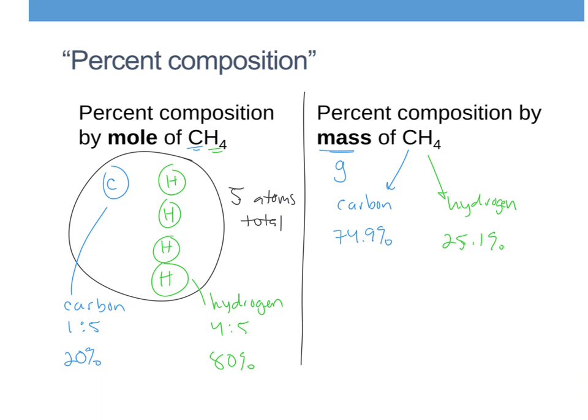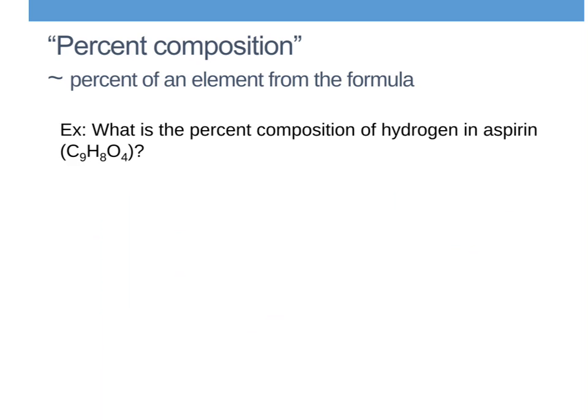Similar idea. Are you talking about counting the number of individual pieces, like you are with a mole? Or are you talking about the actual mass? If you're talking about the masses of things, in which case you're talking about the grams, it can be very, very different. And again, we're looking at percent composition by mass much, much more often. So let's look at a practice problem involving that: percent of an element from the formula.